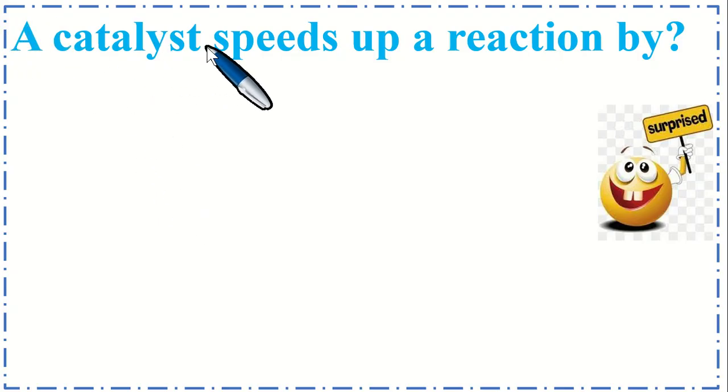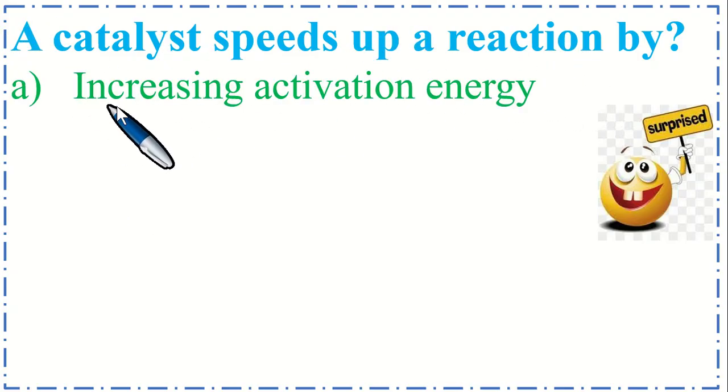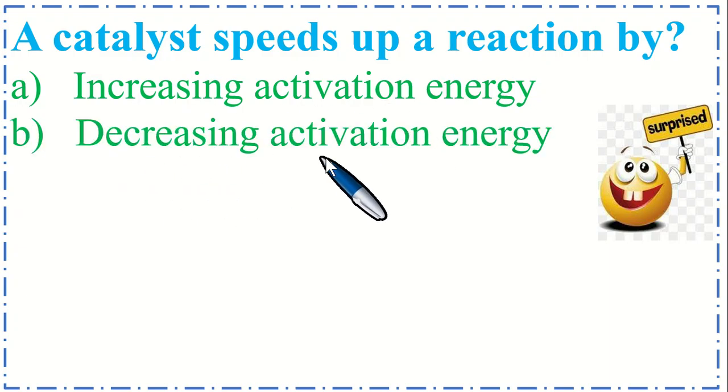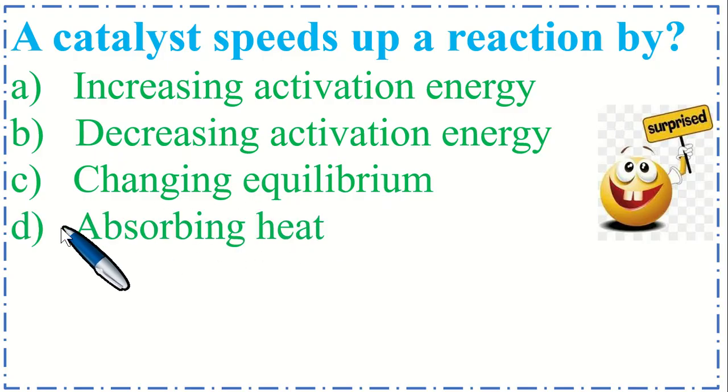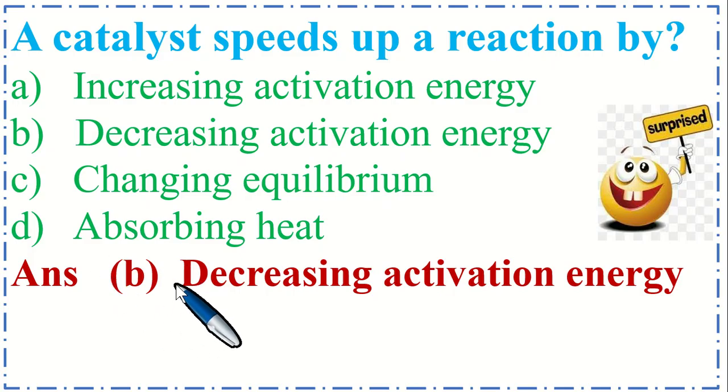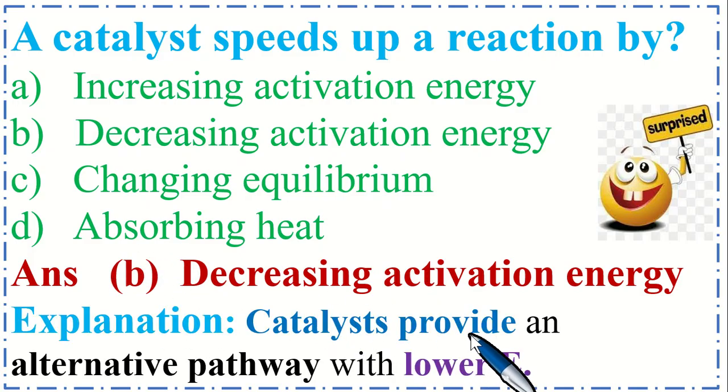A catalyst speeds up a reaction by option A increasing activation energy, B decreasing activation energy, C changing equilibrium, and option D absorbing heat. So the correct option is B decreasing activation energy. Catalysts provide an alternative pathway with lower activation energy.